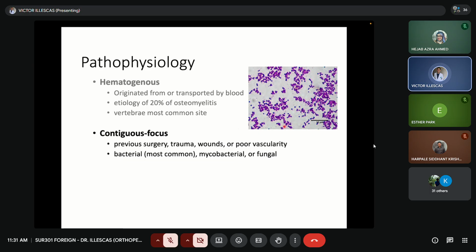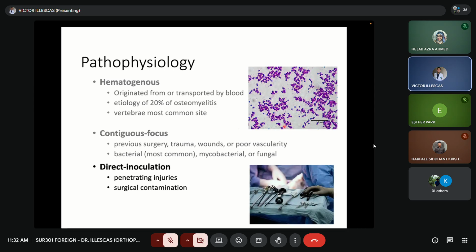It may also be secondary to contiguous focus, wherein an injury or a foreign object on the periphery of that bone, in the soft tissue, may lead to an infection of the bone. Or it may be direct inoculation. Penetrating injuries or surgical contamination towards the bone may lead to infection.